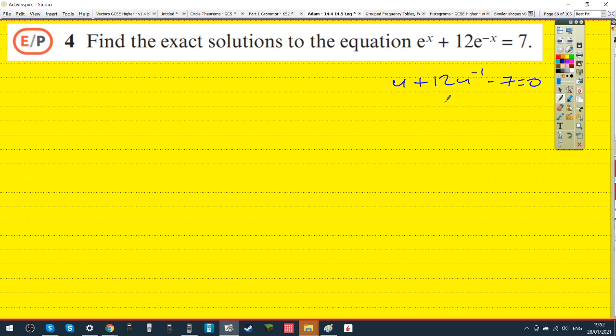Would you write it out as 1 over u? You could write it as 12 over u because you have the 12. But any idea how you solve that? No. Times everything by u. What do you get? U squared. Would it be plus 12 over u squared? It would be plus 12u over u. Okay.